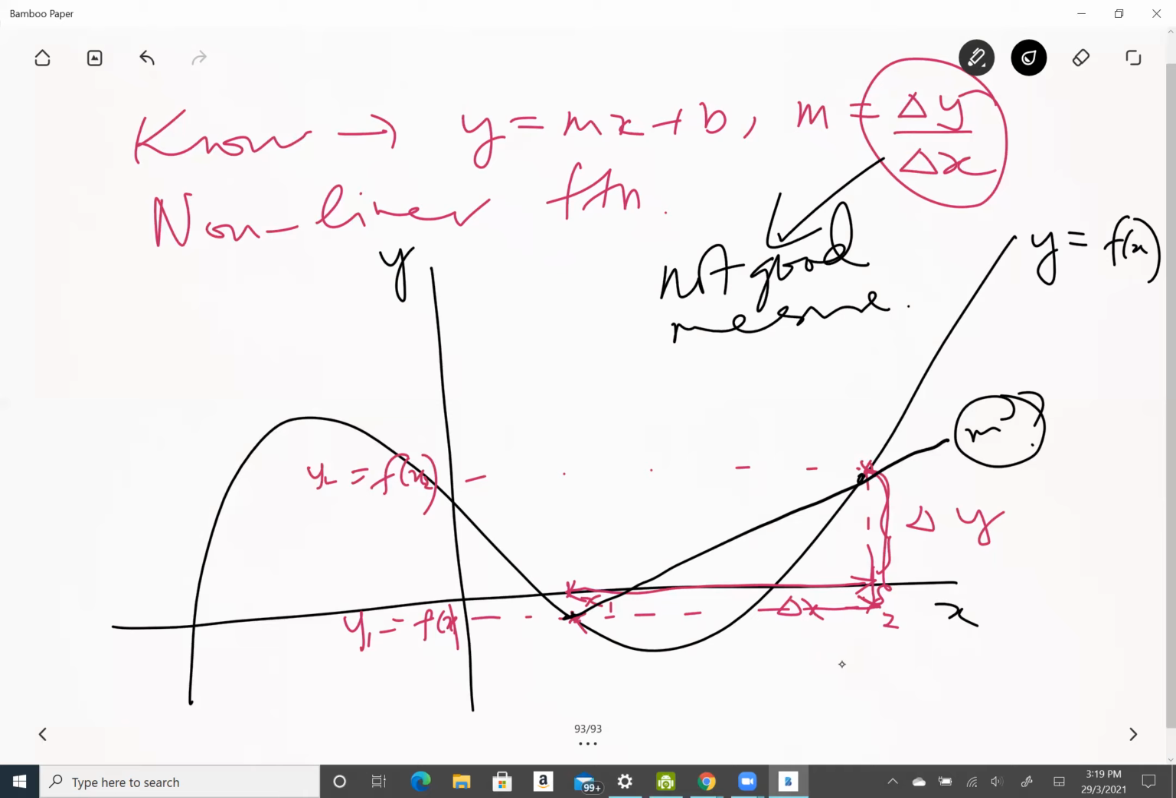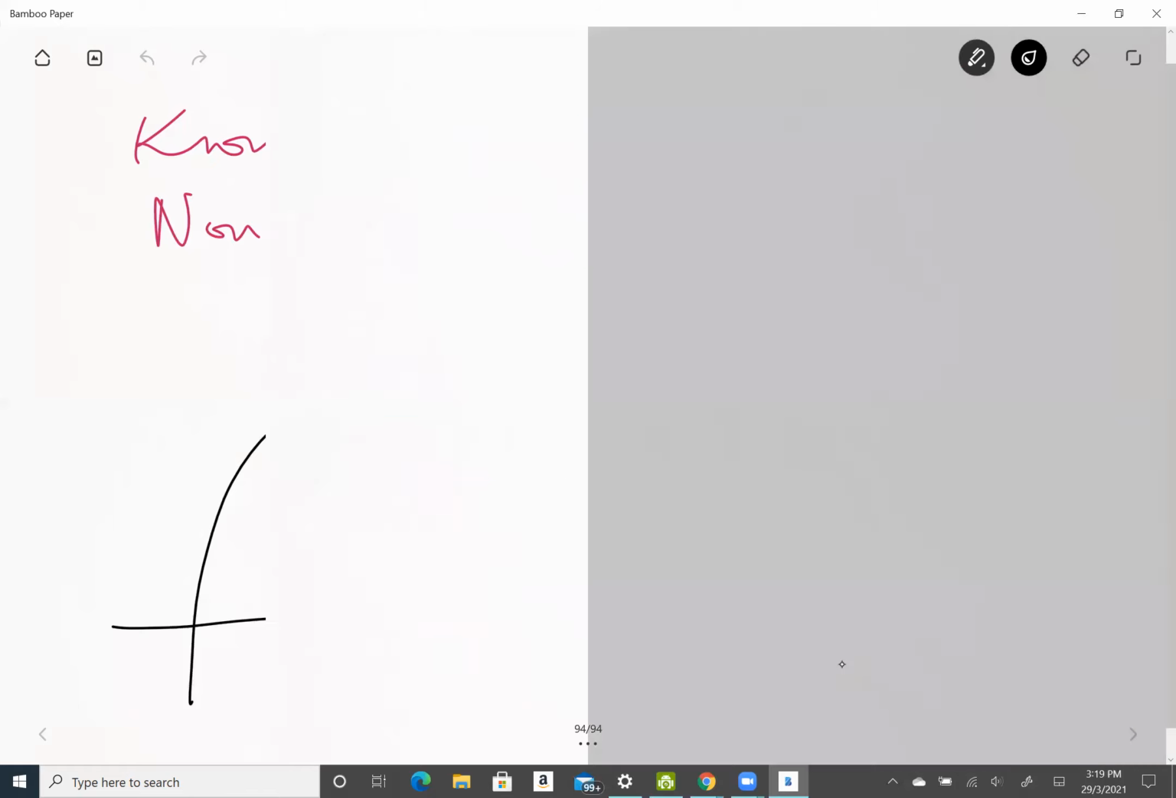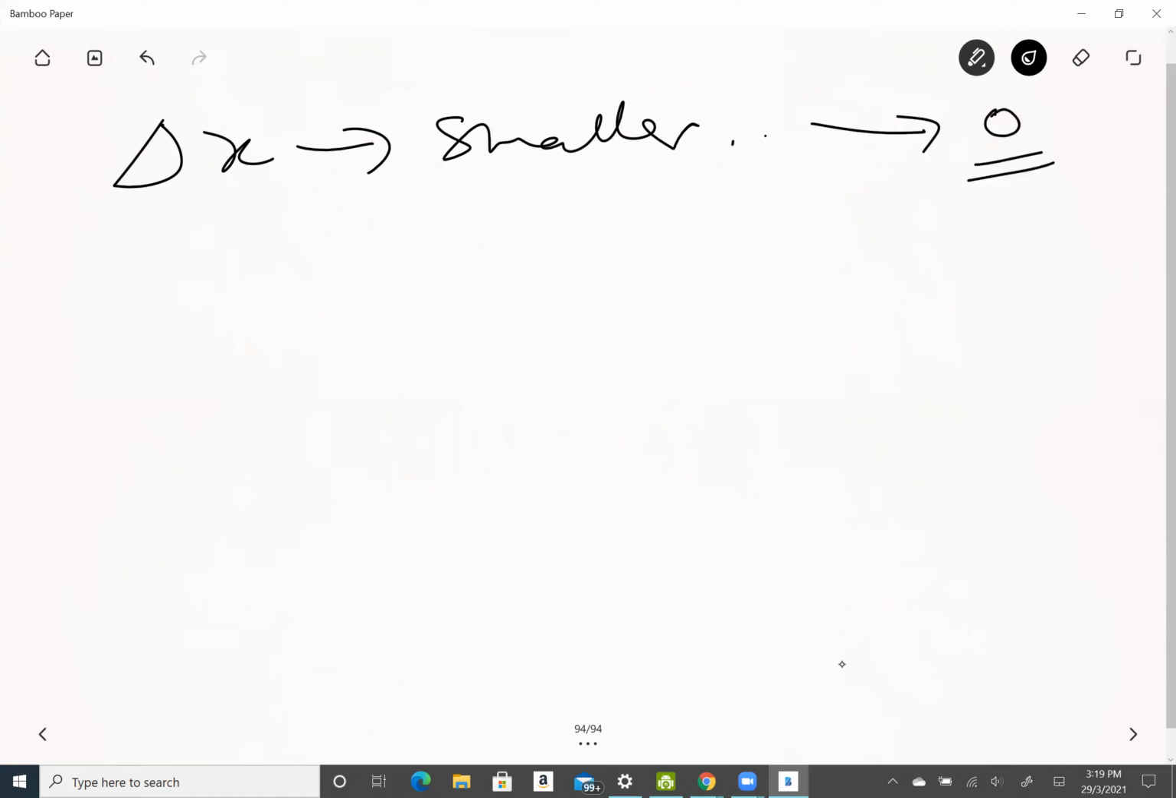So what we do is this. We make the delta x smaller. Smaller and smaller, that means it will approach 0. The delta x will be very, very small. And of course, as x gets smaller, you just follow what happens to delta y. All right, so let's do that.